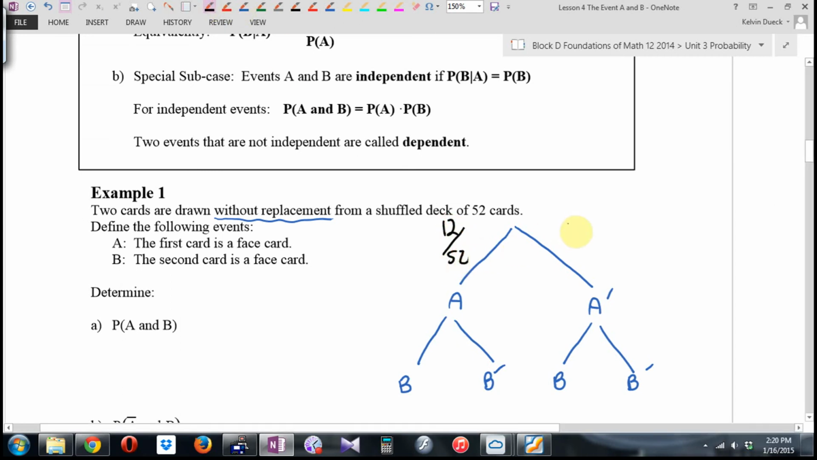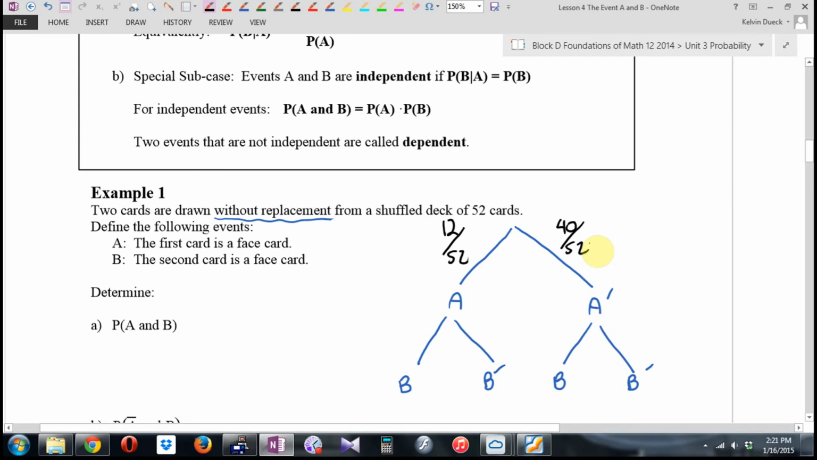How many non-face cards are there in the deck? Please don't count. Please use the complement. 40 out of 52. Double check. Does it add to 1? I got them all. Down the left-hand branch, you picked a face card.